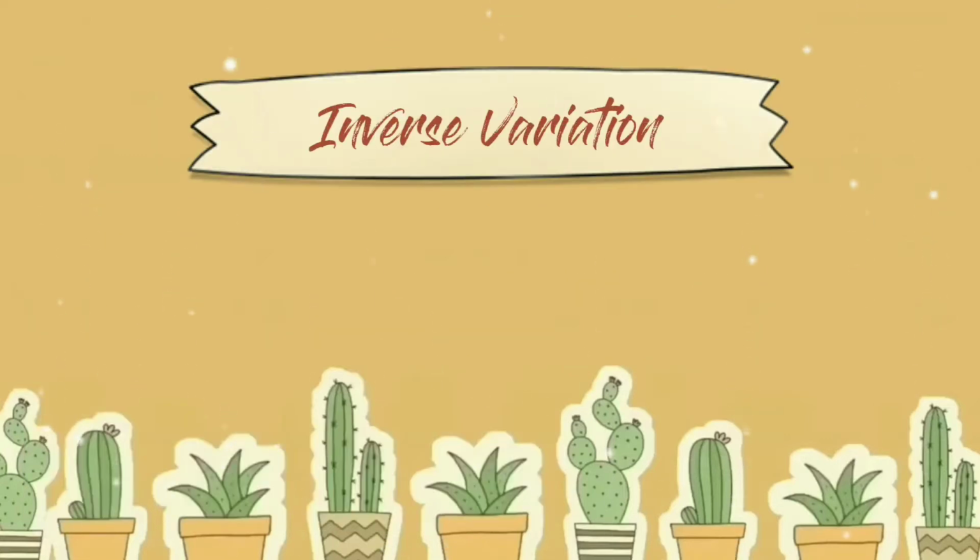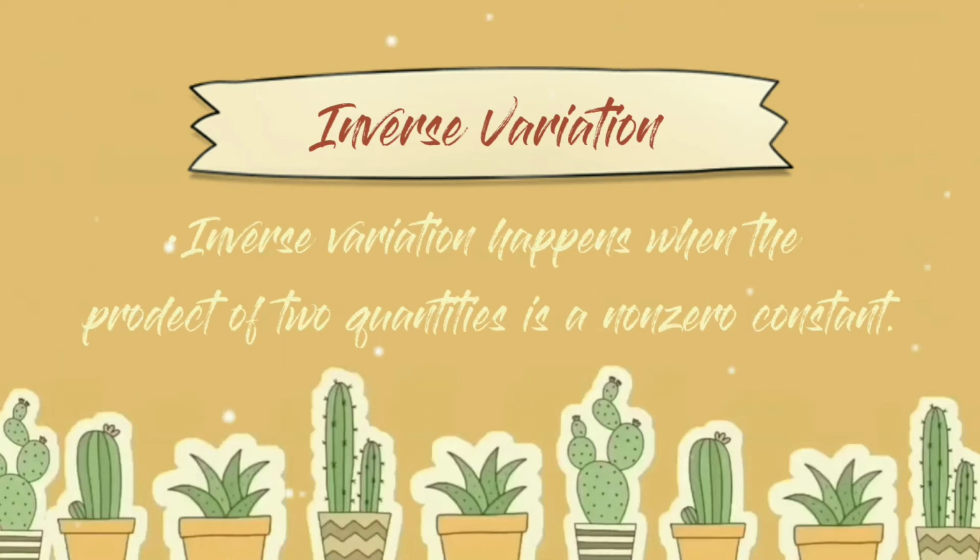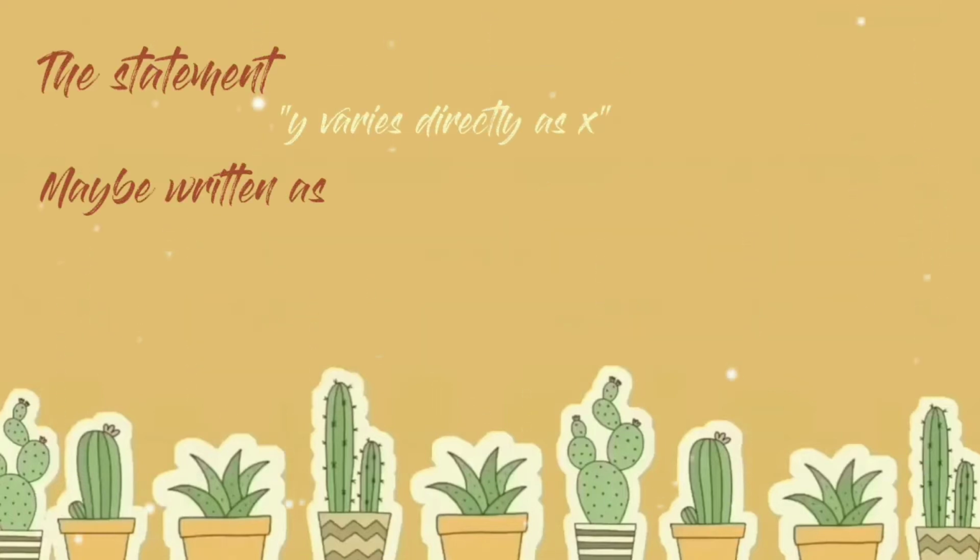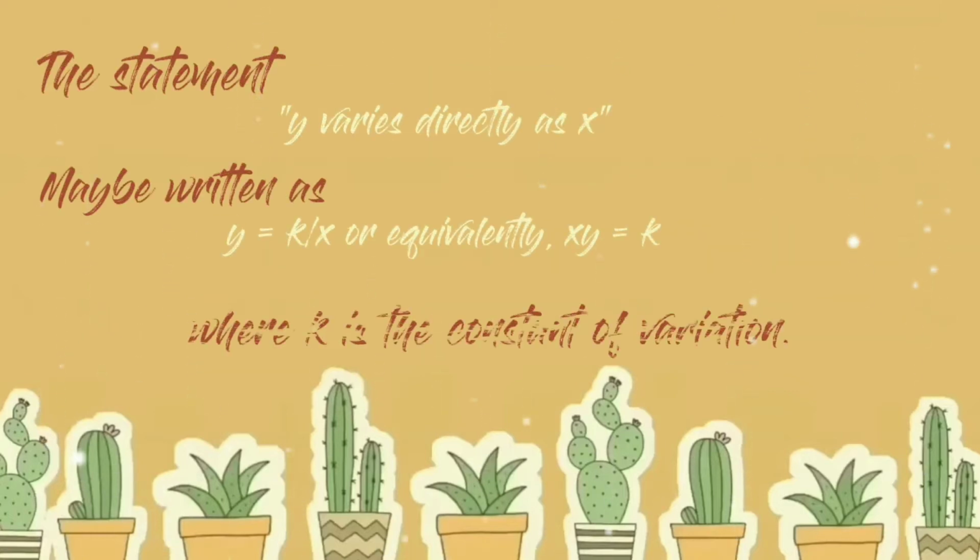Inverse variation. Inverse variation happens when the product of two quantities is a non-zero constant. The statement, y varies inversely as x, may be written as y equals k over x or equivalently xy equals k, where k is the constant of variation.